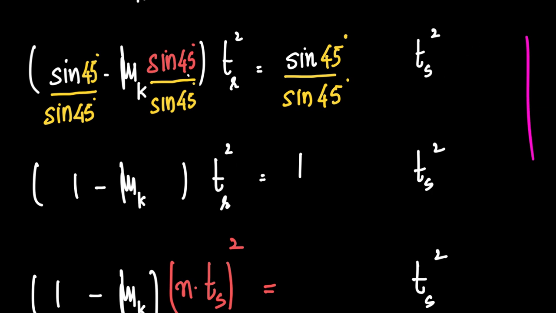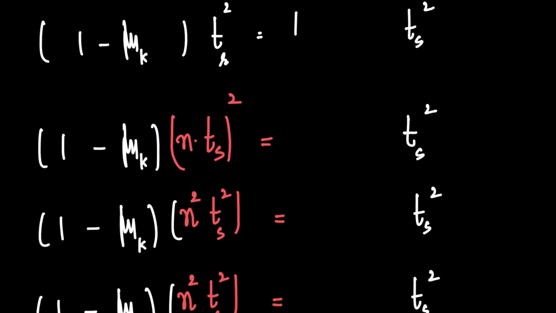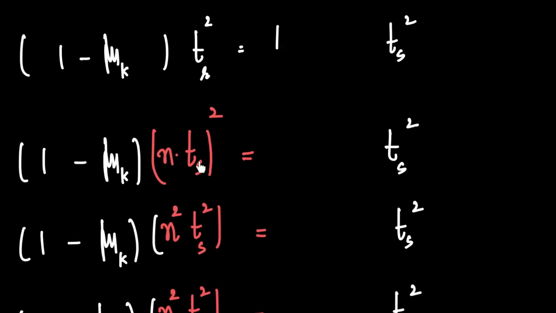But what else do we have from the question? The question also says that tr square is n times ts square, something that we discussed in the very first part of the question, right? So tr is n times ts. So we can write that 1 minus mu k into tr square can be replaced with n into ts the whole square. Now n into ts the whole square means n square ts square.